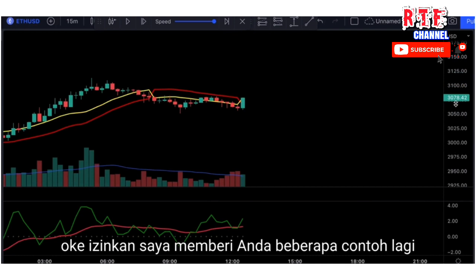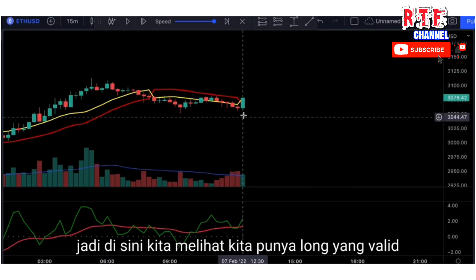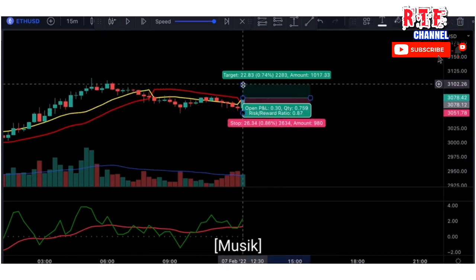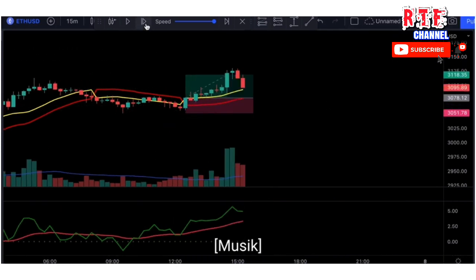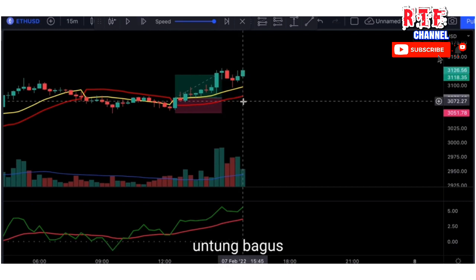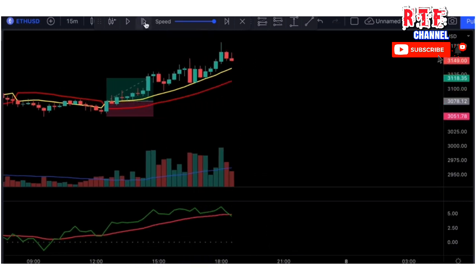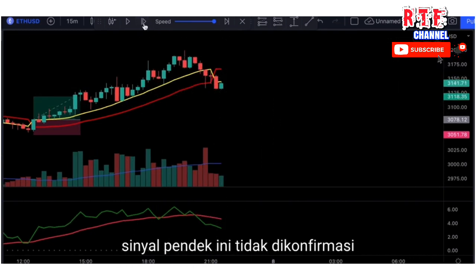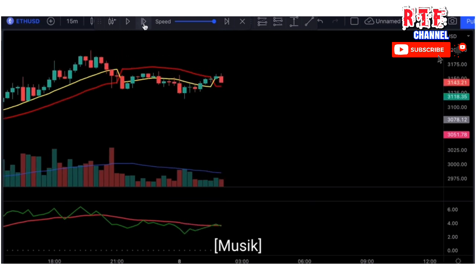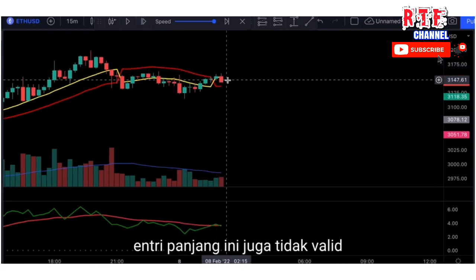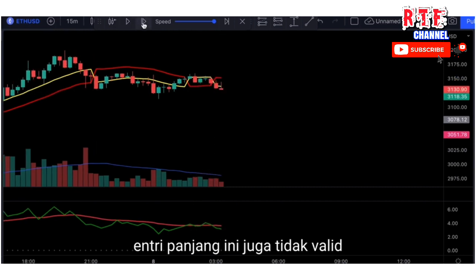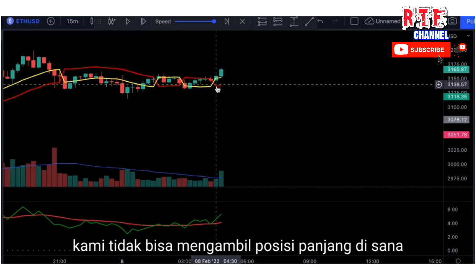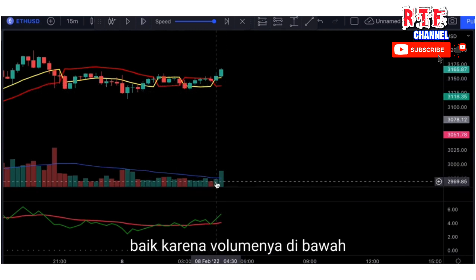Okay, let me give you a few more examples. So here we see we've got a valid long entry and the signal is confirmed. We see we closed our first trade with a nice profit. This short signal is not confirmed. This long entry is not valid either. We couldn't take a long position there either because the volume was below the moving average.